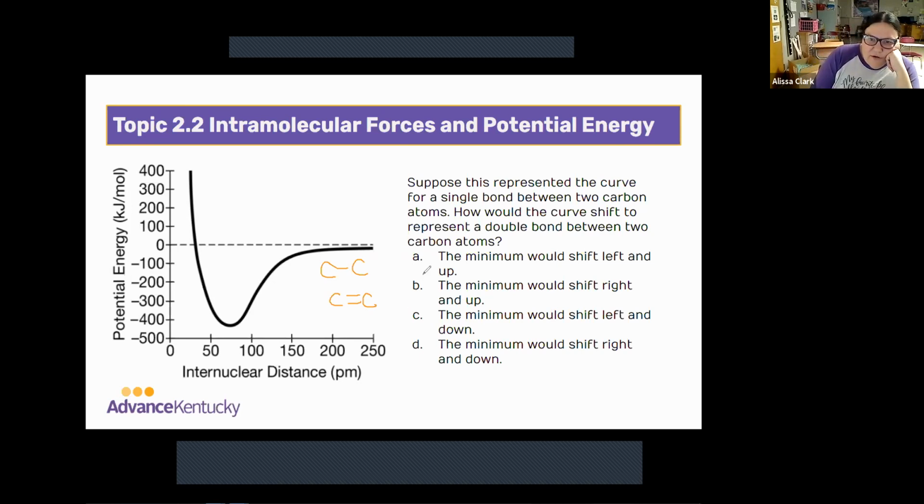And remember, I didn't change the order of the answers here. Really, you can only pick between B and C. The bond is going to get longer and weaker, or require less energy, or it's going to get shorter and stronger.